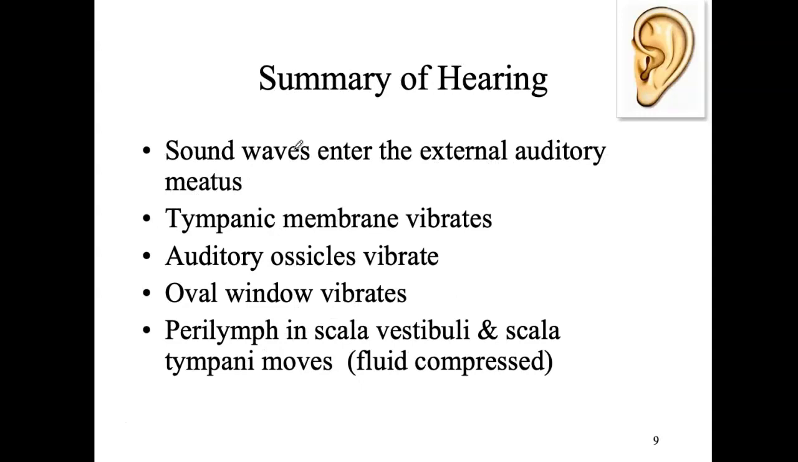As a summary, we're going to say sound waves enter the external auditory meatus. Okay, we're going in there. The tympanic membrane vibrates, the eardrum vibrates. Okay, the auditory ossicles vibrate. Okay, the three little bones, the malleus, the incus, and the stapes, they're going to vibrate on that oval window that pushes that fluid, which is called perilymph. Perilymph in the scala vestibuli and scala tympani, they move. Okay, they're moving in there.